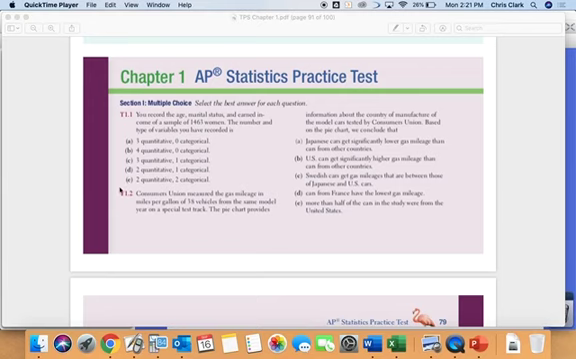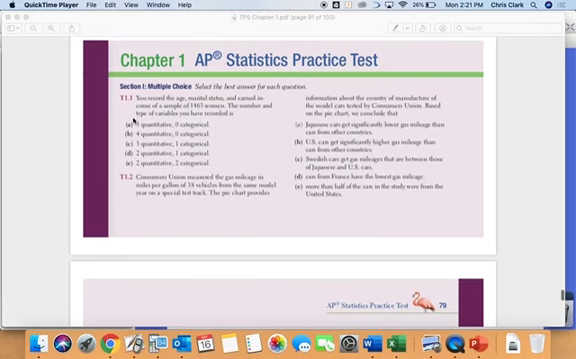First one is a really simple question. How many categorical and quantitative variables do you have? In this one, you have two quantitative and one categorical. The quantitative being age and earned income, categorical being marital status. We're not going to see something like this. It's really, really simple, but kind of good to know.